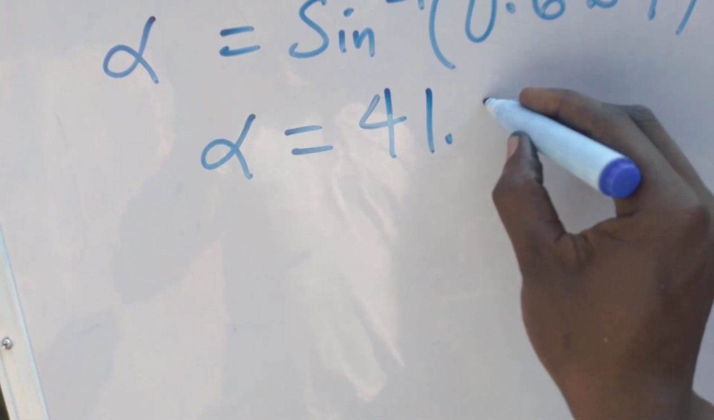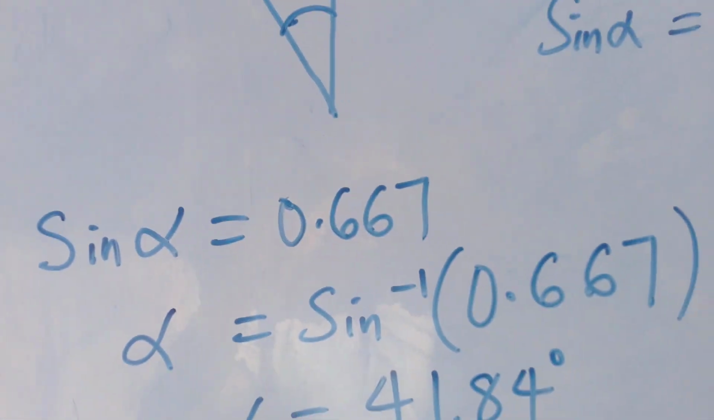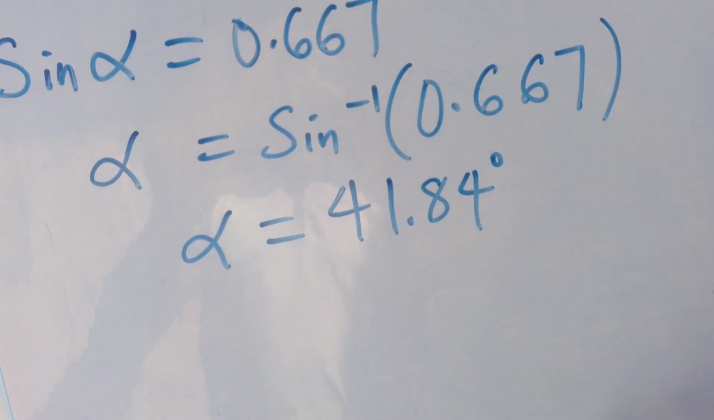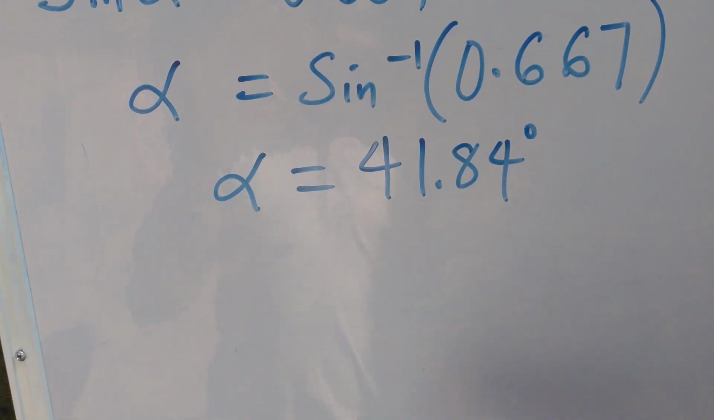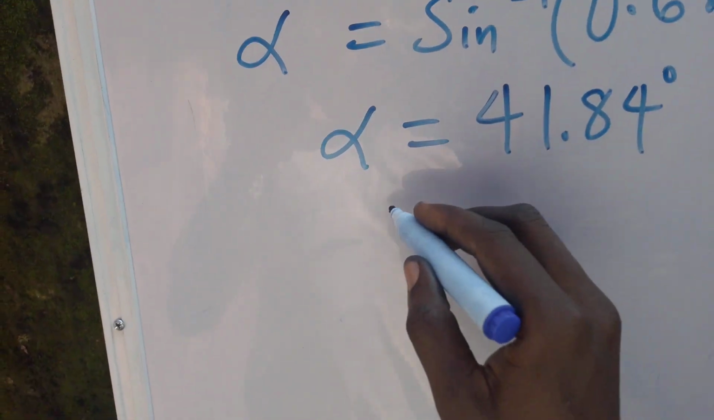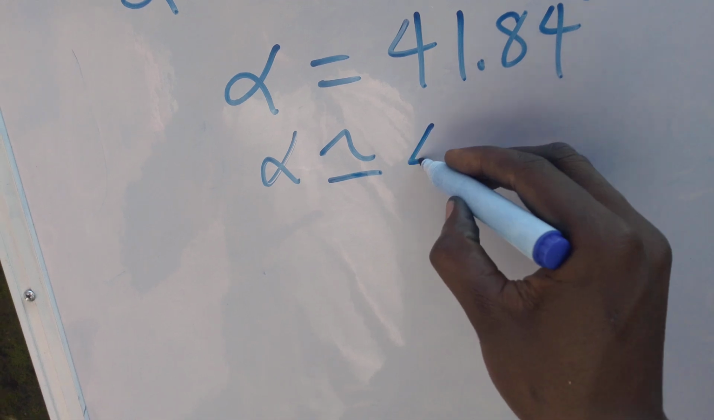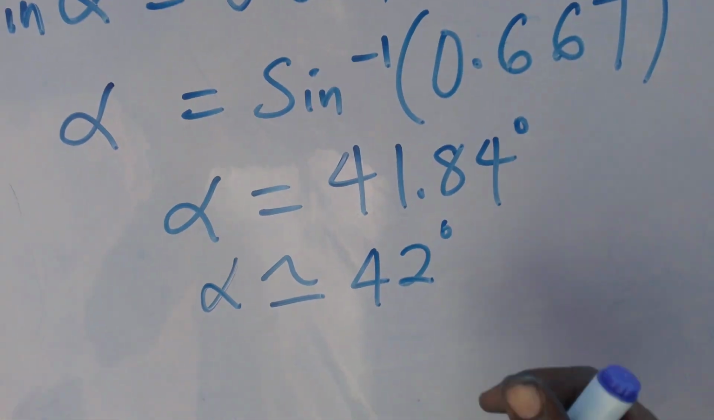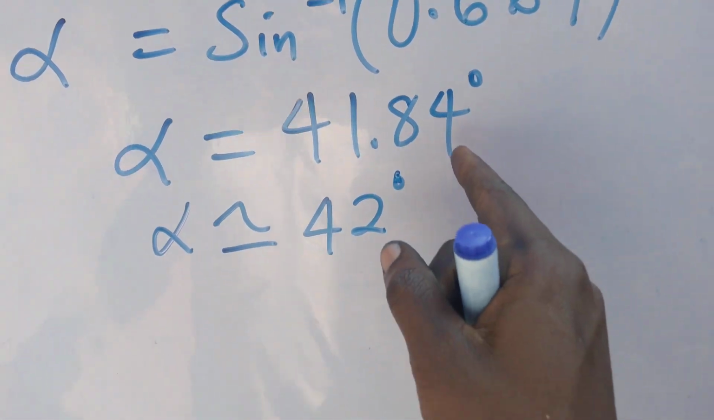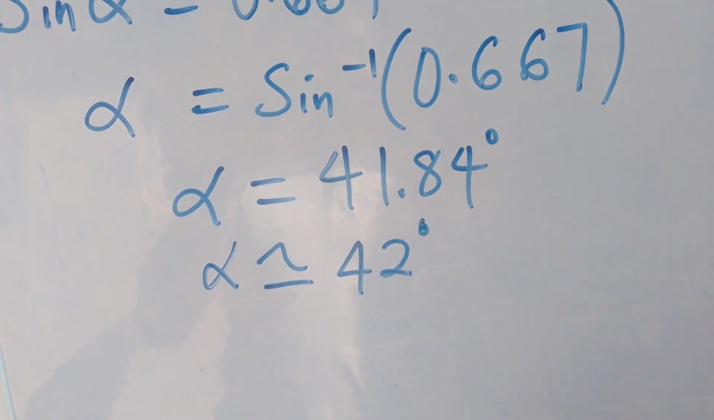And that alpha will be equivalent to 41.84 degrees. So I've gotten the value of alpha, I can take it to the nearest whole number. To the nearest whole number, alpha is approximately 42 degrees. Taking this one now, put here, that's 42 degrees, okay?